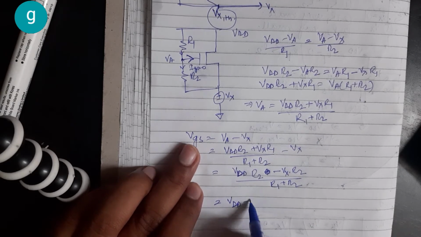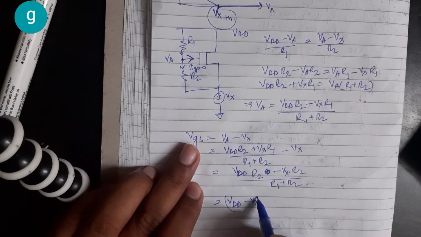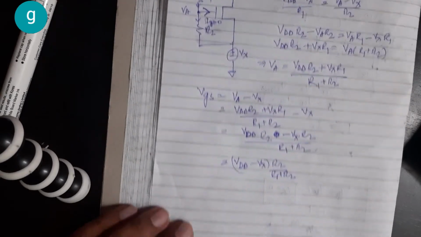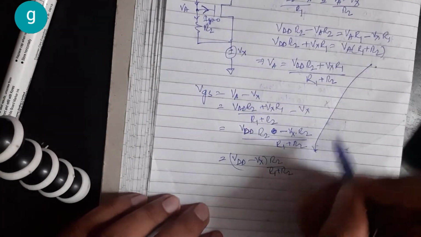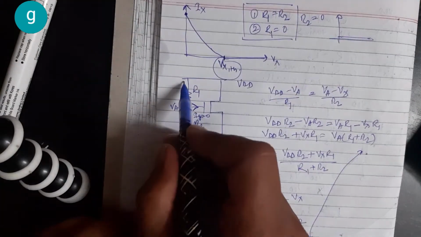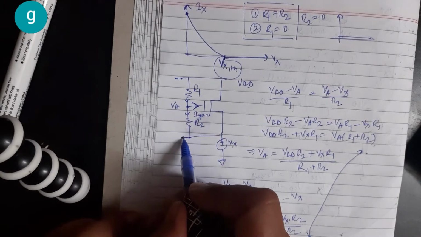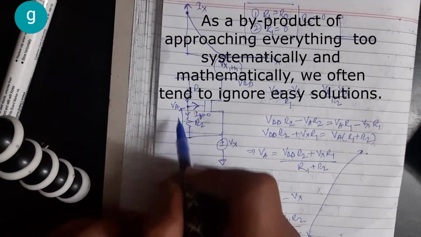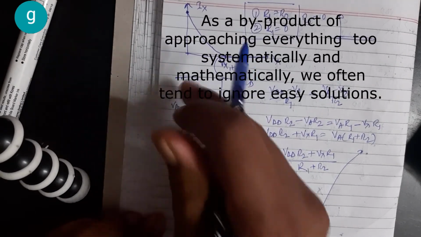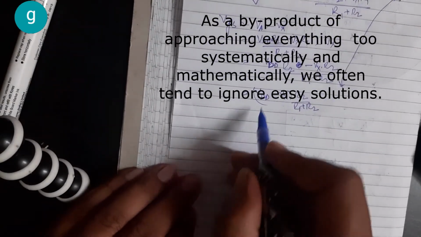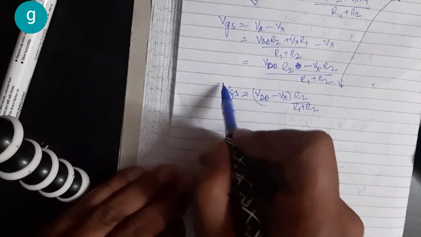Okay, we didn't really have to do this much calculation. It was quite apparent from this. The total voltage drop is VDD minus Vx. So VGS would be R2 by R1 plus R2 times that total voltage drop. So anyways, this is our VGS.